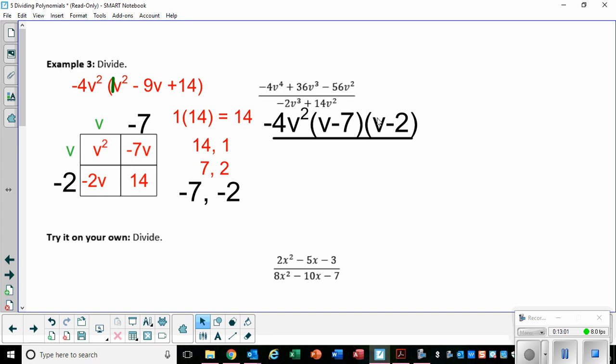Now I'm going to do the bottom. If you look at it, it's a binomial. So the very first thing I want to try to do is factor out a GCF. So they both are divisible by -2, and they both have 2 v's to pull out. So that's what I'm going to do. I'm going to take out -2v, and I'll write what's left over.